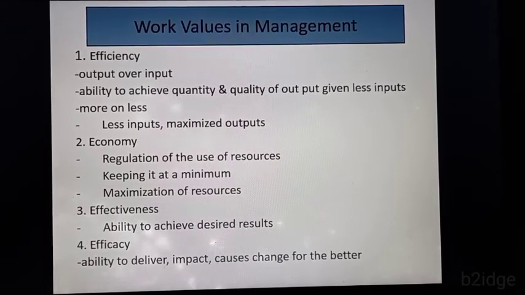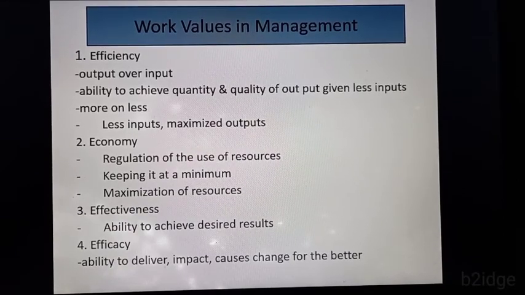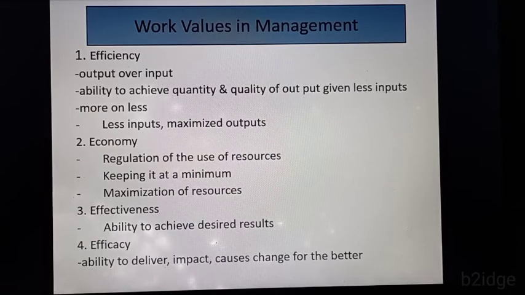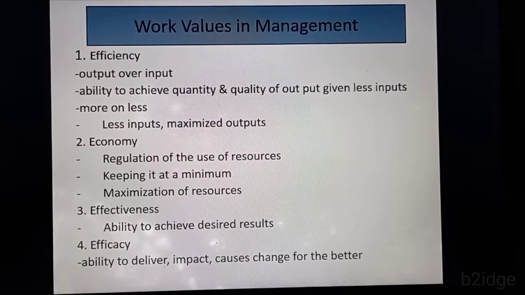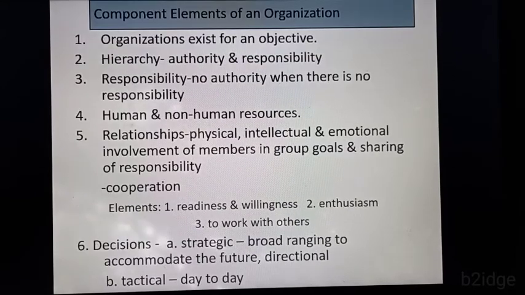Now, we have the work values in management. First is efficiency, output over input, and then the ability to achieve quantity and quality of output given less inputs, more on less. So that's efficiency. So less inputs should result in maximized outputs. Then the economy, regulation of the use of resources, keeping it at a minimum, and maximization of resources. Third is the effectiveness, the ability to achieve desired results. Fourth, efficacy, the ability to deliver impact, causes change for the better.